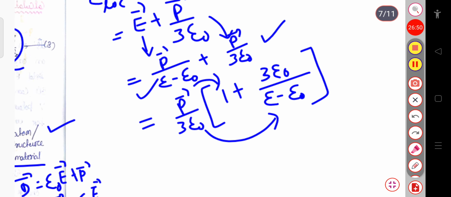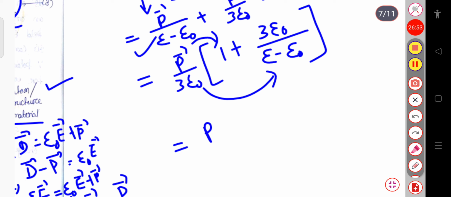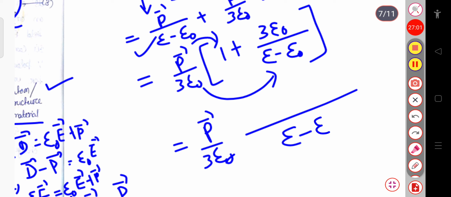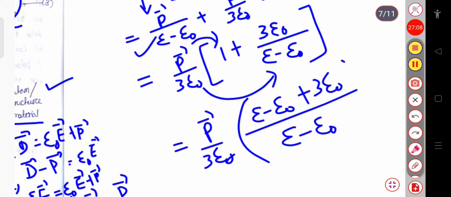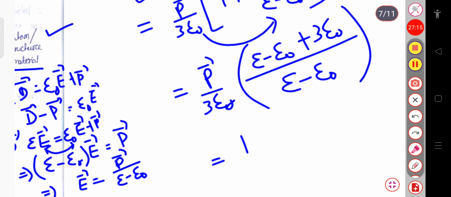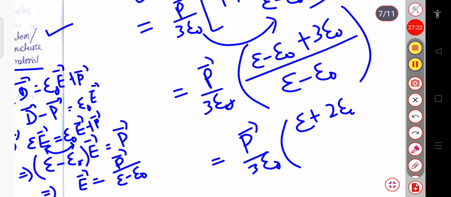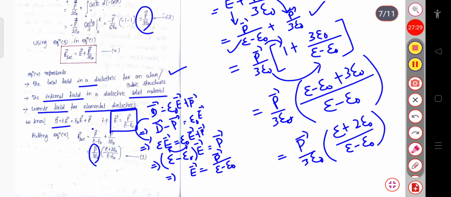Now if I solve this, it will be P by 3 epsilon naught into, taking epsilon minus epsilon naught as the LCM, epsilon minus epsilon naught plus 3 epsilon naught. So this will be 3 epsilon naught minus epsilon naught, which is 2 epsilon naught. Again I can write this as P divided by 3 epsilon naught whole into epsilon plus 2 epsilon naught divided by epsilon minus epsilon naught. Now we can check the result, and this expression is correct.